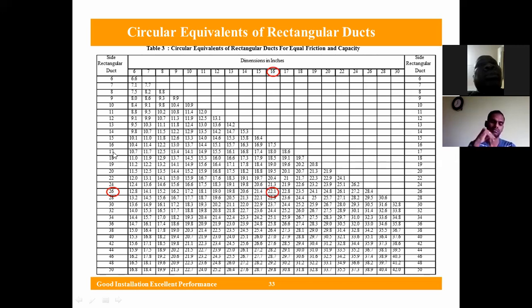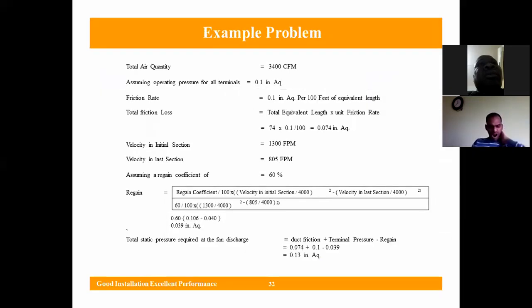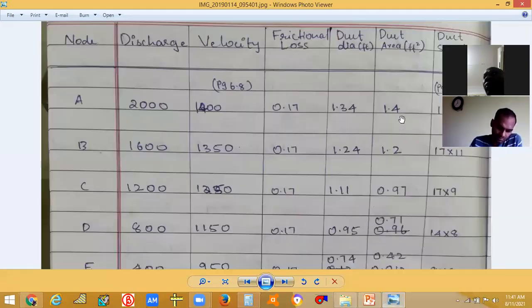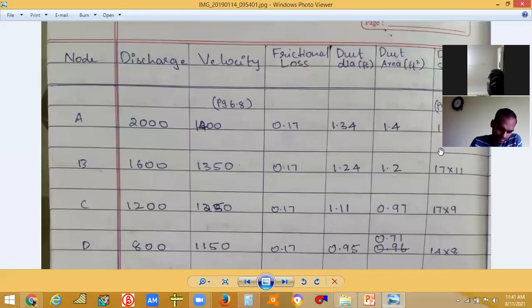So here the duct dimension will be 17 into 30. So right there, 17 into 30. Here I have written 18 into 12. That is not correct. Write 17 into 30.